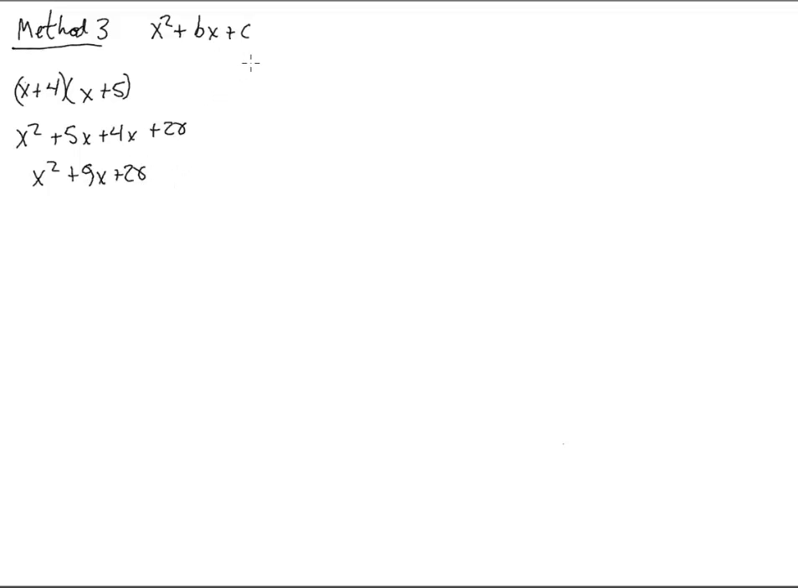Then let's try another one. X plus 3, x plus 7. So we multiply it and we get x squared plus 7x plus 3x plus 21. 7 plus 3 is 10. You get x squared plus 10x plus 21.